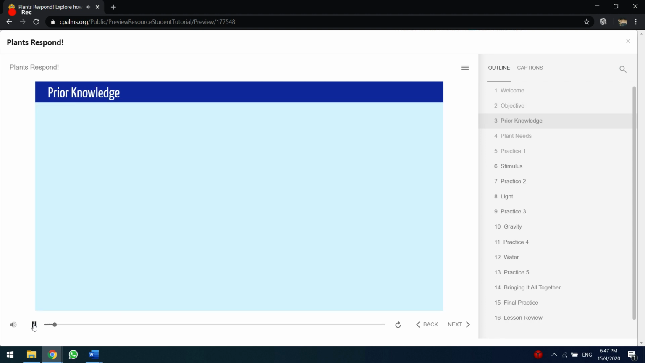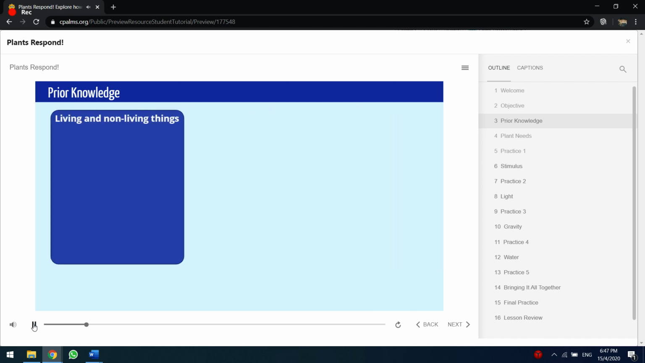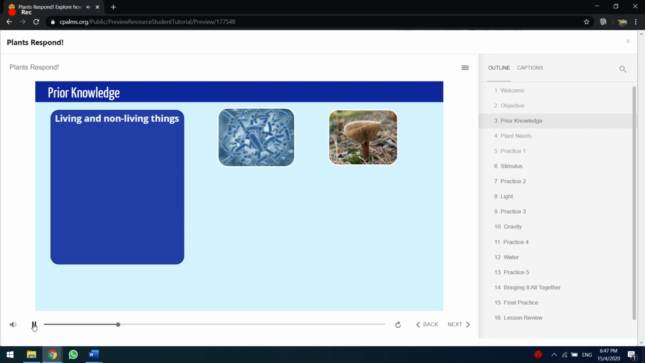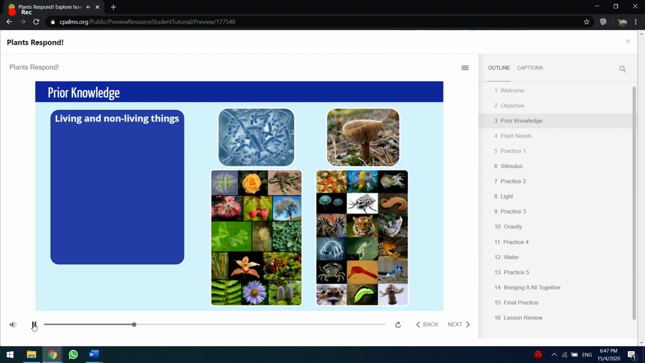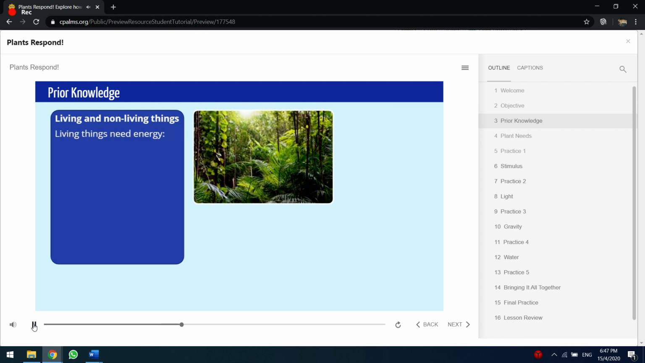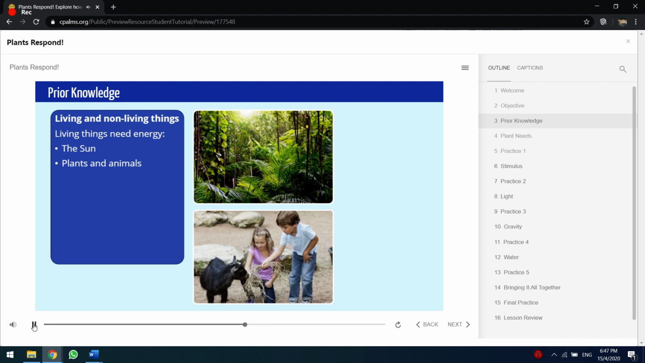Before we get started, let's review what you should already know. First, we know that there are living and non-living things. Living things include bacteria, mushrooms, plants, and animals. We also know that living things have basic needs to stay alive. All living things need energy, and they get their energy in different ways. Plants use energy provided by the sun, and animals have to eat plants and other animals.